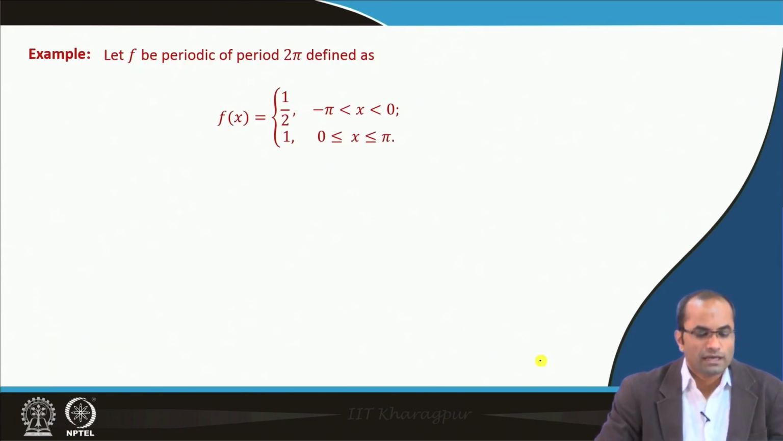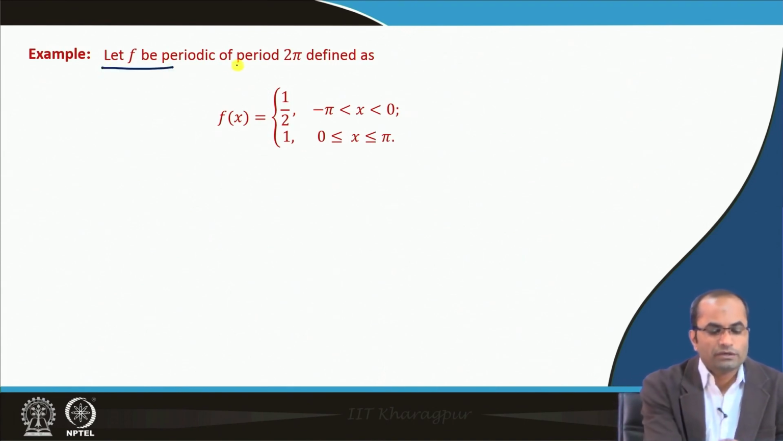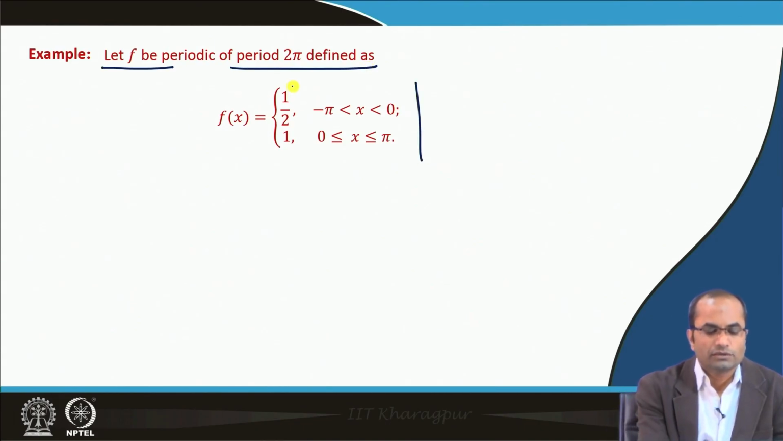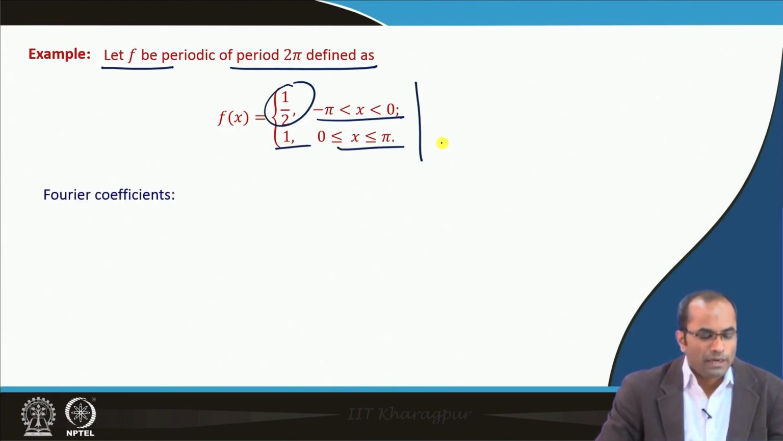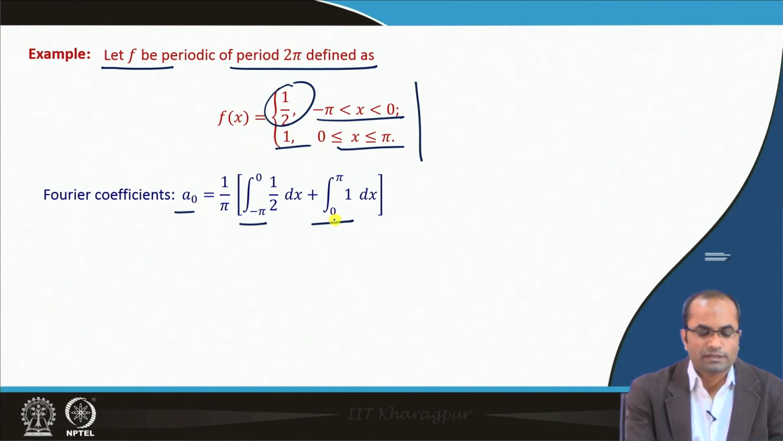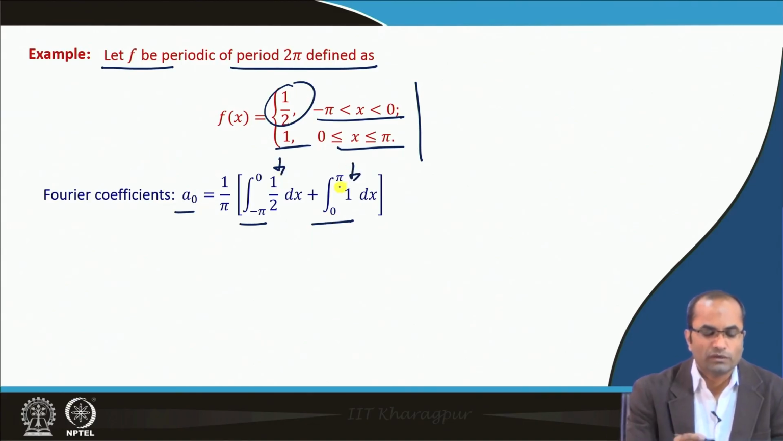Okay, so this is the last example we will discuss here. Let f be a periodic function with period 2π and defined in this way: half from minus π to 0, and then 1 from 0 to π. So its Fourier coefficients, if you compute first a naught from minus π to 0 and 0 to π, with respective values half and then 1 there.